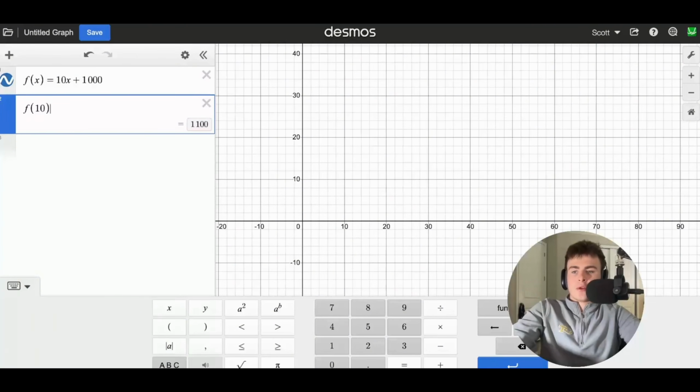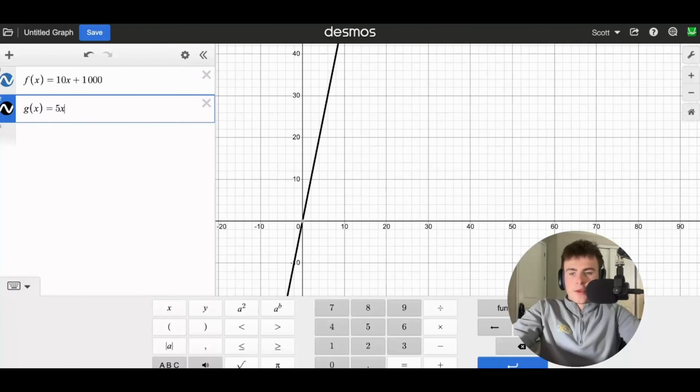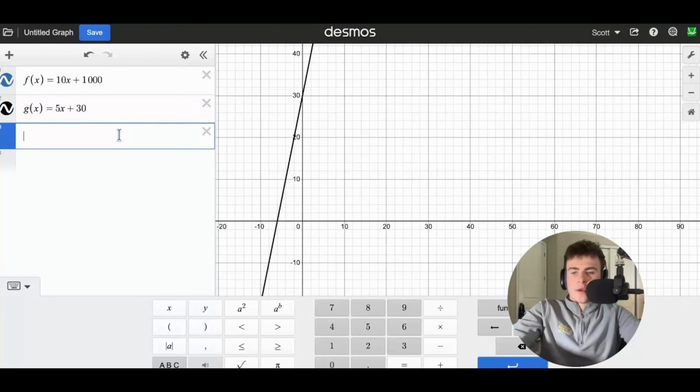That's pretty cool. You could also do f of 10 plus f of 3 over f of 1,000. It's really helpful. You can do a ton of stuff like this. You can do multiple functions. Let's say you had g of x equals 5x plus 30, and it's like, okay, hey, Scott, find f of 30 divided by g of 2. Well, literally just type it in. f of 30 divided by g of 2. And it gives you 32.5. I don't even know what that is. You have to solve it by hand. Pretty tedious. But it literally tells you the answer is 32.5.